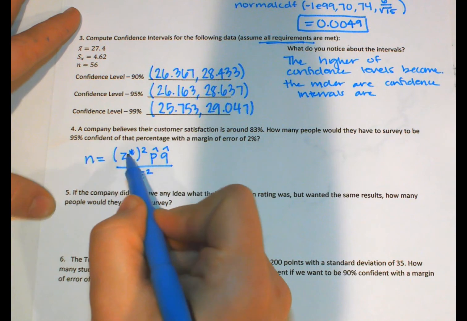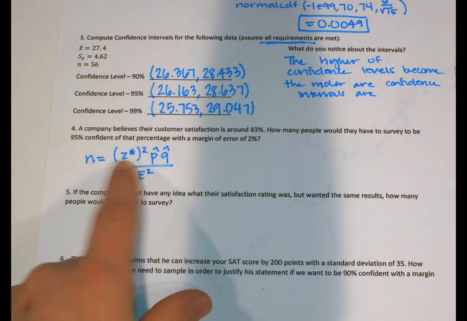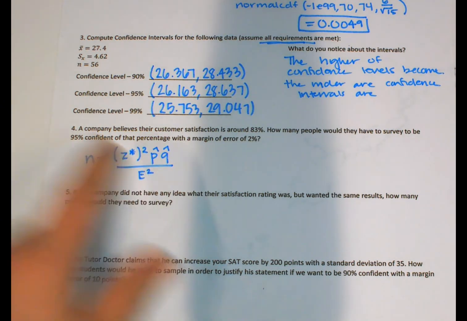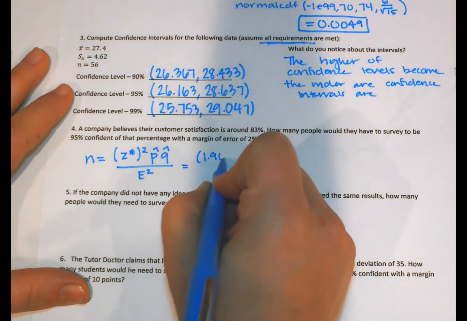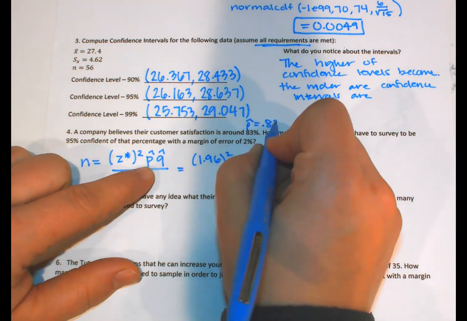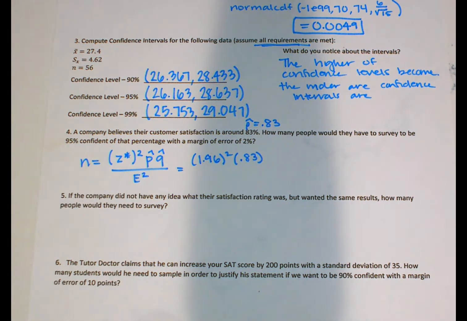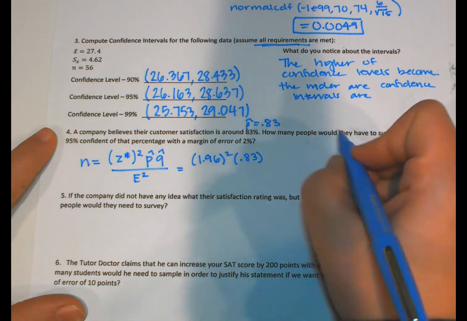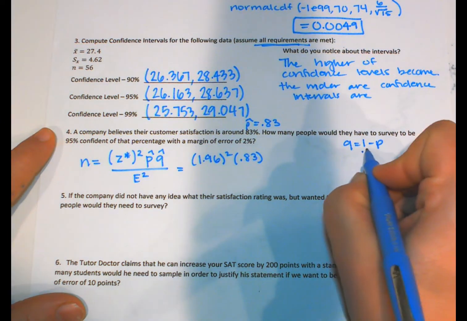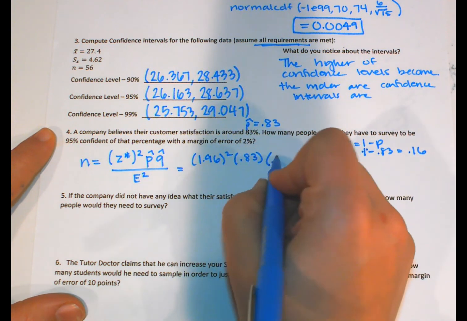So Z, remember, is that Z value you get for each confidence level, that critical value. For a 95% confidence critical value, we use 1.96. Again, we said our P value here was going to be 0.83. We're using that as our point estimate. So if P is 0.83, then Q is the rest of that to make up 100%. Remember, Q is just 1 minus P. So 1 minus 0.83 gives me 0.17.